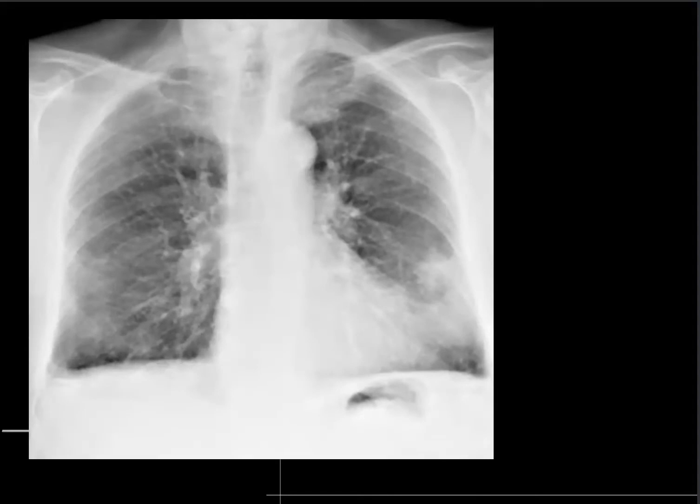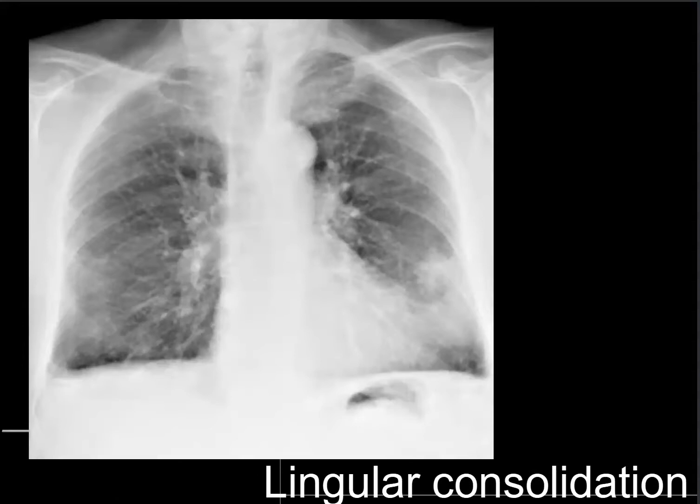Okay, how about this one? This should be fairly simple. Where is the pathology first? Okay, it is here in the lower region of the left lung. And which border is it obscuring? Well, it's not obscuring the aortic knuckle, nor is it obscuring the left hemidiaphragm. It's obscuring the left heart border, therefore it is pathology in the lingular consolidation.